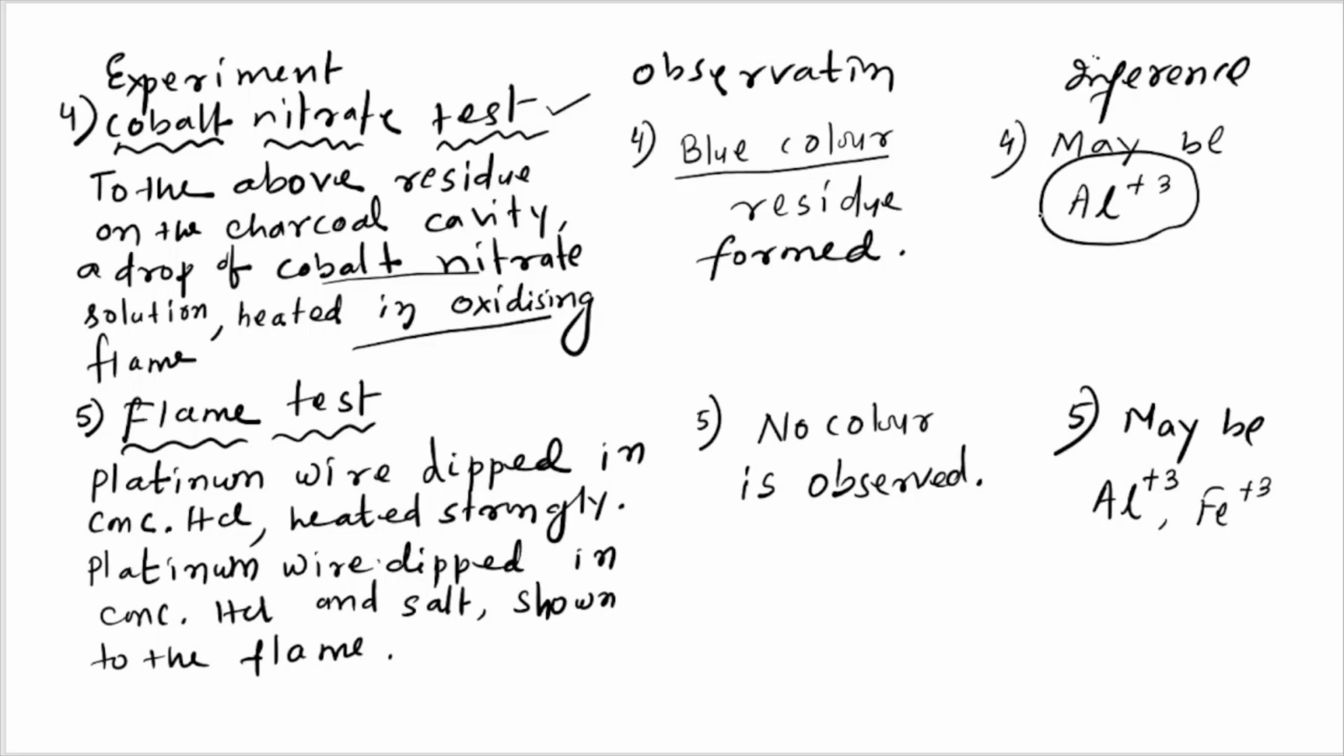Then the flame test. What is the flame test? I already told you: take a platinum wire, dip it in concentrated hydrochloric acid and heat strongly. That means the cleaning of the wire is done. Then again dip it in concentrated HCl, then in the salt, and show it to the oxidizing flame. Here no color forms, no color can be observed.